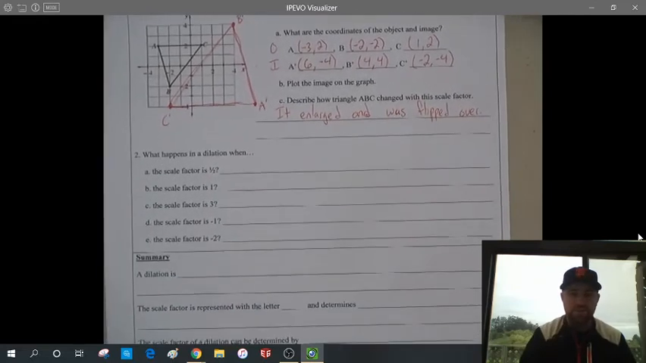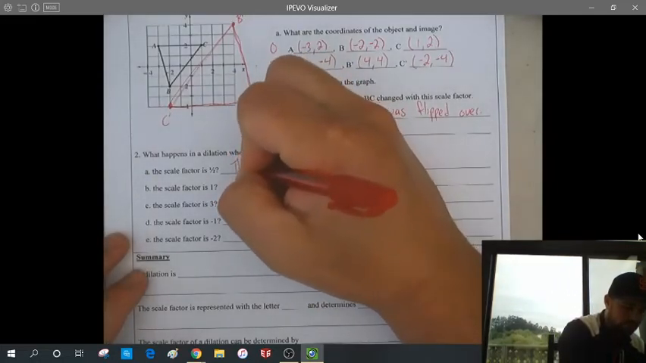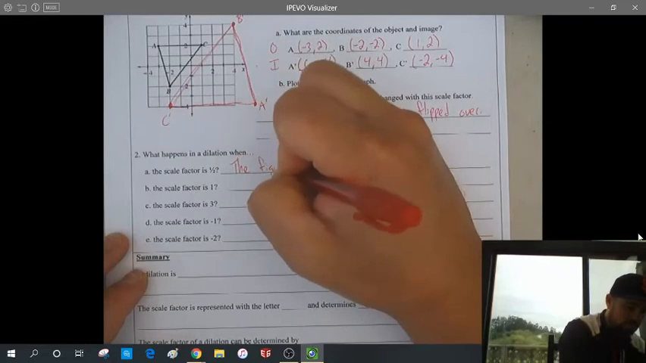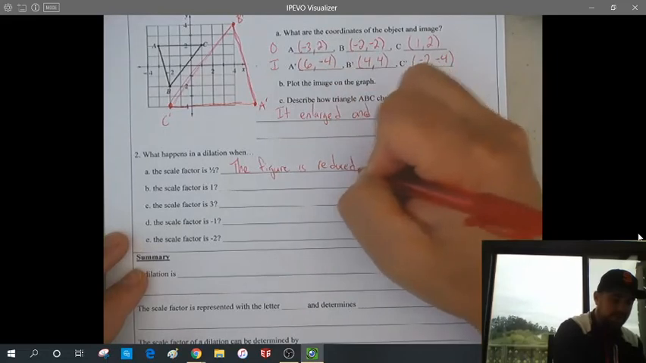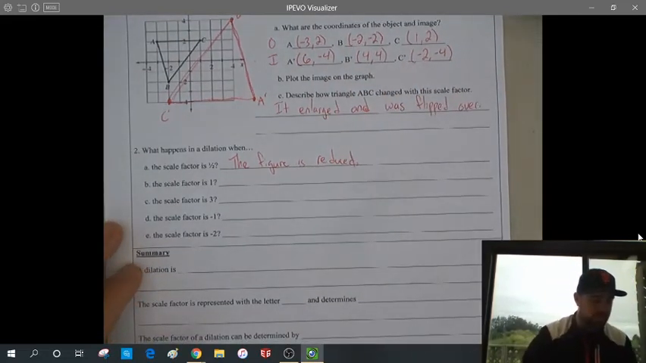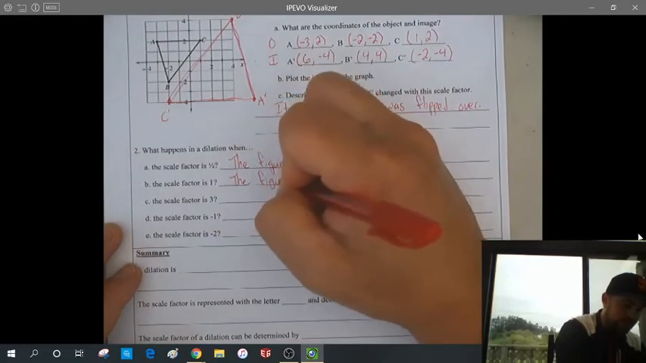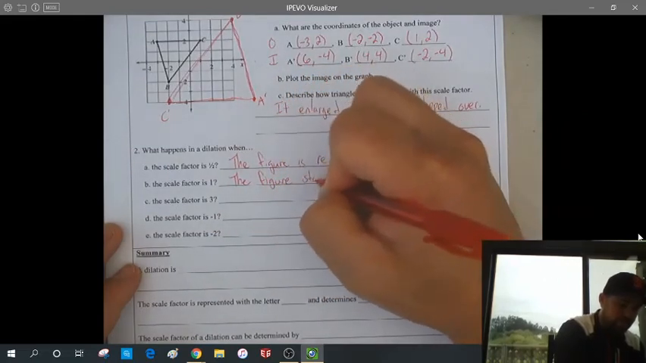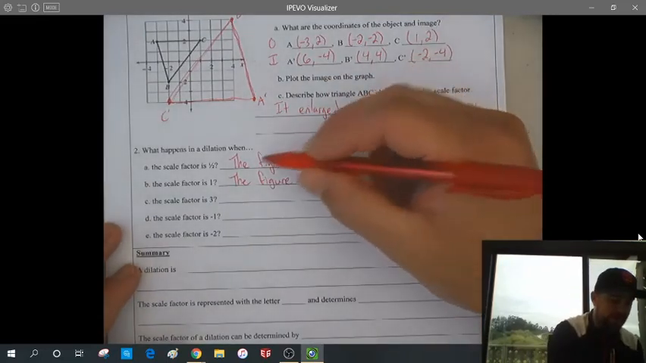Okay, conclusion question number 2. So what happens in the dilation when the scale factor is 1/2? So we know that that means that it will reduce the figure, because that's a scale factor between 0 and 1. So the figure is reduced. The scale factor is 1. Well, we didn't practice any of those, but if you think about it, multiplying all of the values by 1 will just keep them the same. So if the scale factor is exactly 1, the figure stays the same.